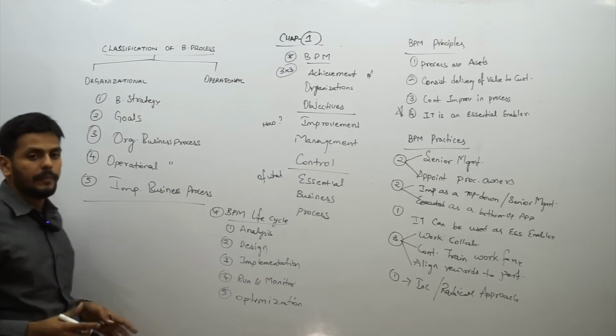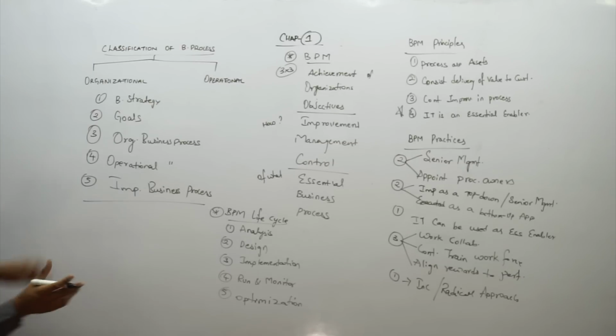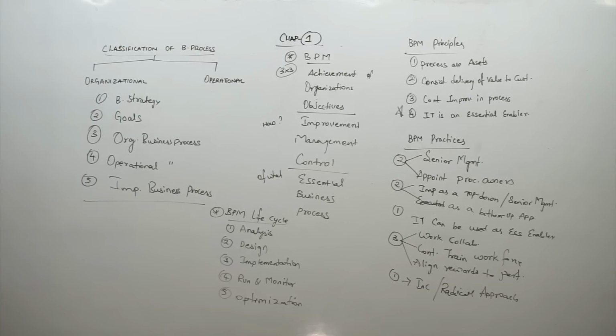It's called what? Optimization. So this is exactly what we have in terms of the entire concept of BPM. These are business process, their principles, their practices, and of course the life cycle. Then we have a topic on BPM implementation, guys, where we talk about considering some key factors and why you have to do it and what you are doing it.